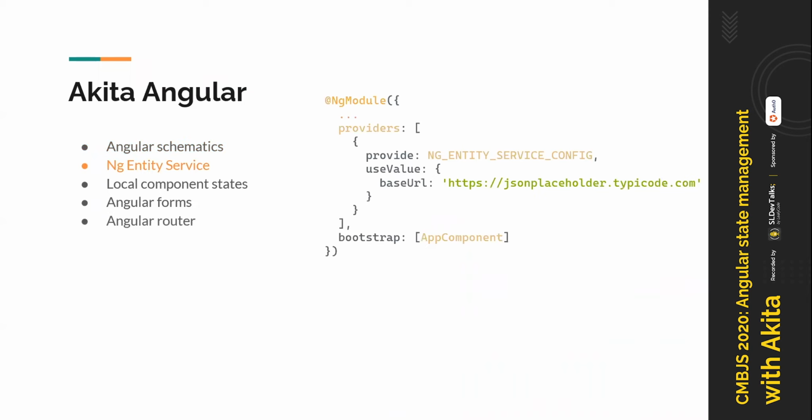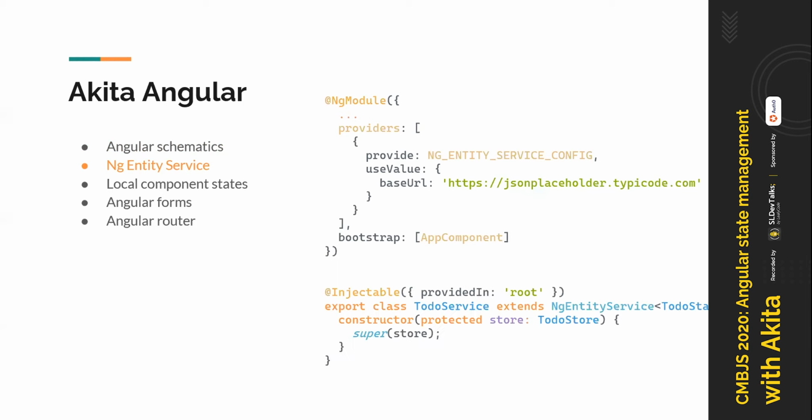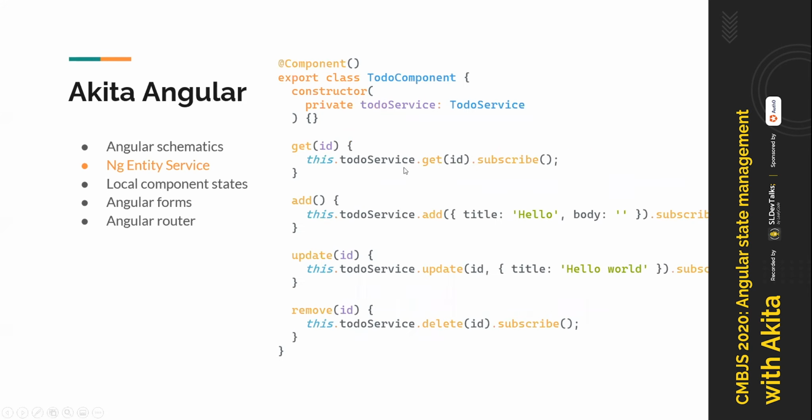And we also have a feature called NgEntityService in Angular. So if you have an API that respects HTTP verbs like get, put, post, we can give our base URL here in the module. And once we extend the entity service, when you call todoService.get or add, Akita will make sure that all these are added to your API as well. It will call the API automatically and the API will persist them. So you don't have to write the HTTP calls manually.